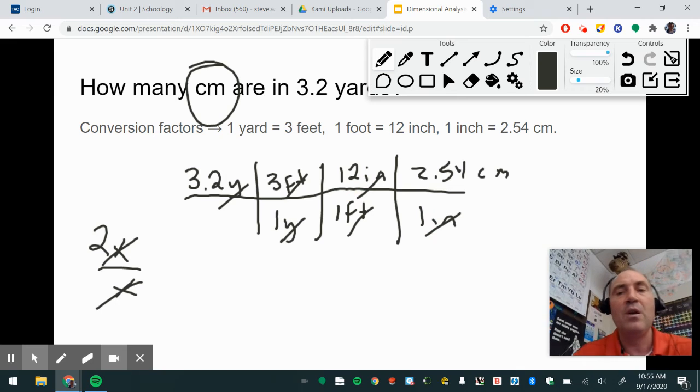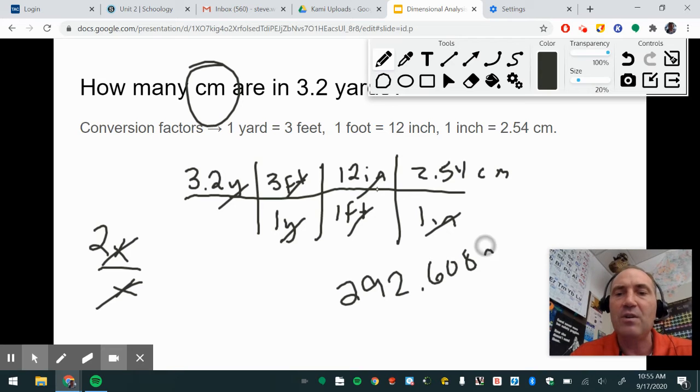Inches will cancel out. Then you're going to take your trusty calculator. Hopefully you have one. This year I can't give them out, I'm sorry. So you're going to type in 3.2 times 3 times 12 times 2.54, and you're going to hit divided by the bottom. But in this case, since it's all ones, it's super easy. You don't have to do it. And you get 292.608. And we'll talk about rounding.